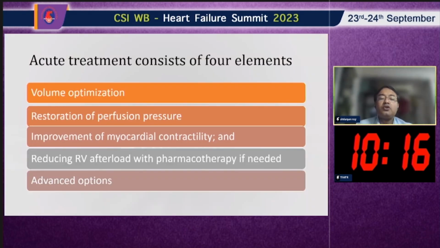So acute treatment consists of mainly 4-5 elements. That includes volume optimization that we have already discussed, restoration of perfusion pressure by judicious use of vasopressors and inotropes, improvement of myocardial contractility, and reducing the right ventricular afterload with pharmacotherapy if needed in certain conditions, along with advanced options.